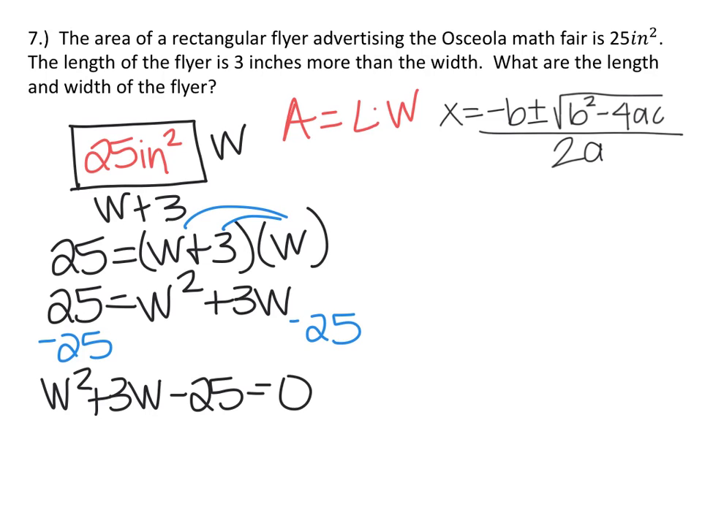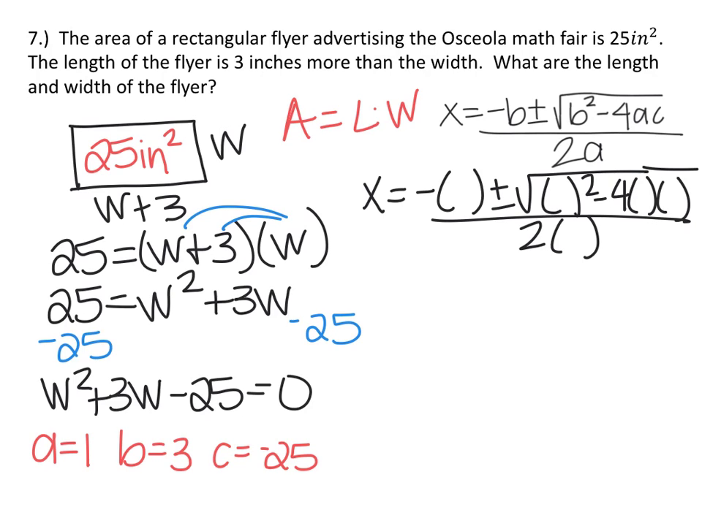So let's identify our A, B, and C. A equals 1, B equals 3, and C equals negative 25. So we're going to plug these values into the quadratic formula. So we're going to have negative B, which is 3, plus or minus the square root of 3 squared minus 4 times 1, which is A, times negative 25, which is C, all divided by 2 times A, which is 1.